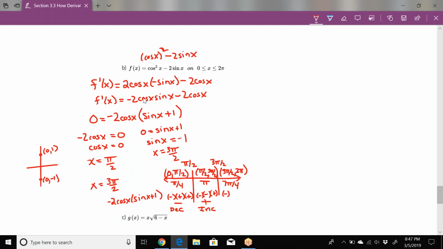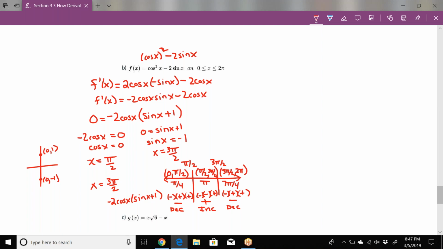And then on the last region, if we plug in 7 pi over 4, that's a cosine in quadrant 4. That would be positive. And sine of that would be negative square root of 2 over 2 plus 1. But negative square root of 2 over 2 is less than 1. So when you add 1 to it, it ends up still being positive. And so this multiplies to an overall negative, which means we are decreasing in that region.